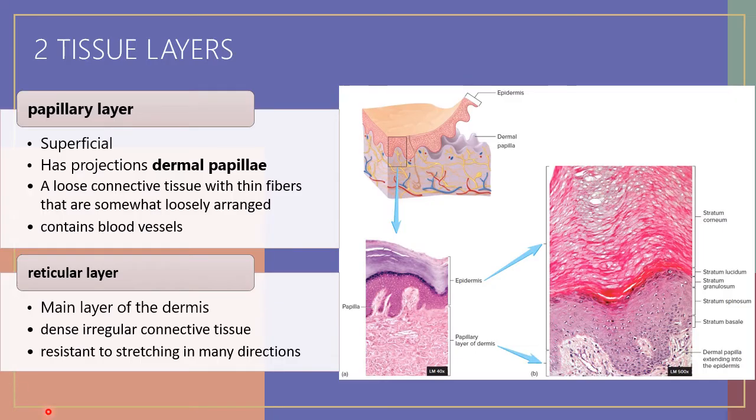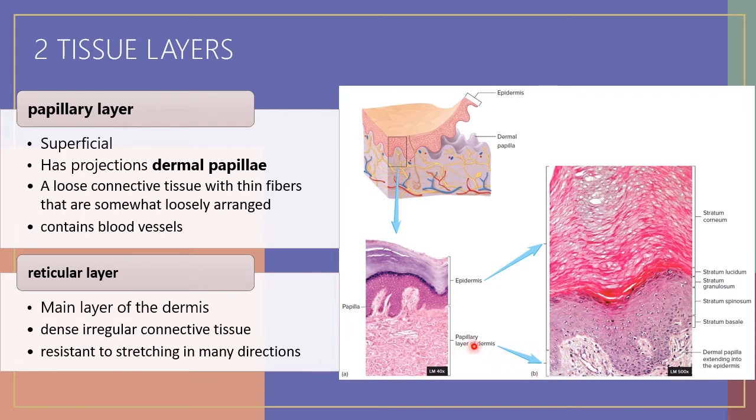So there are two tissue layers in your dermis. These are your papillary layer and your reticular layer. The papillary layer is the superficial layer of your dermis. Not this one. This one. This layer here, the papillary layer of your dermis.